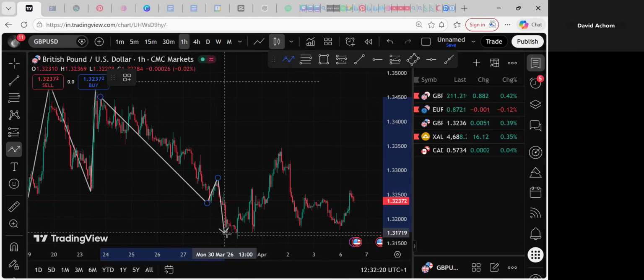So we can use this one, but I don't want to consider it because this is the 1 hour time frame. On the 15 minutes, I will consider it. So I'm going to just say this is one full swing. This is the low.